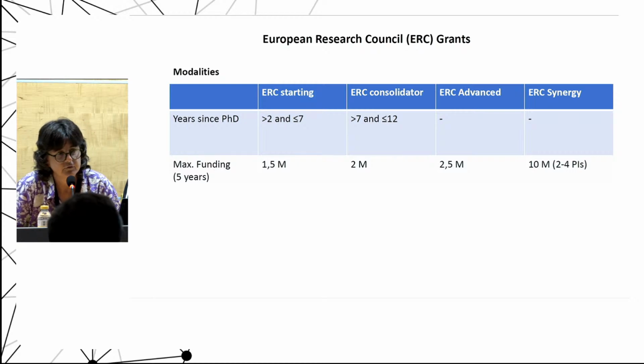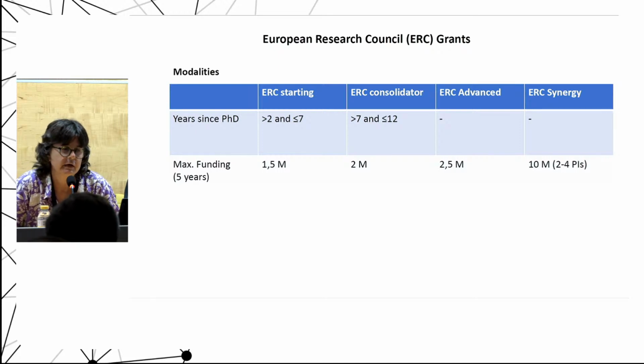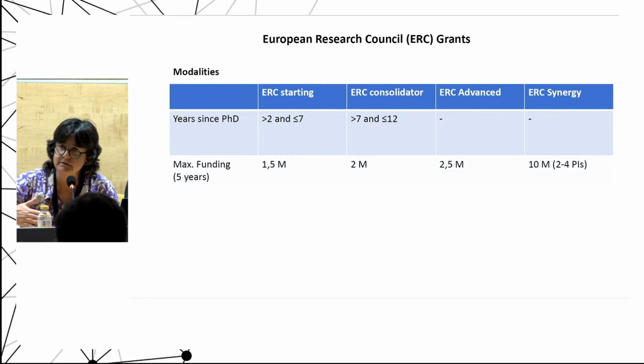The consolidator, you already normally are a junior PI, and some of the people that get the consolidator have already had a starting grant, so it's for a little bit more senior researchers, and this is 2 million instead of 1.5 million. It's a project for 5 years, so this is quite long, which is really nice because you have time to develop the idea, to do experiments, to get into new techniques.